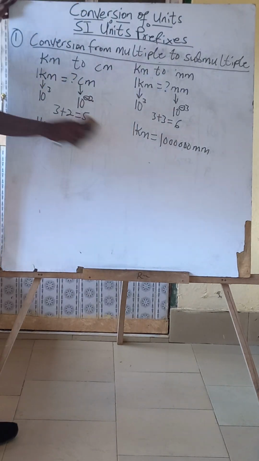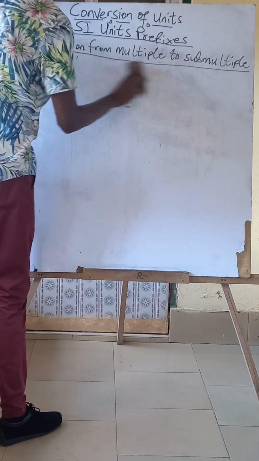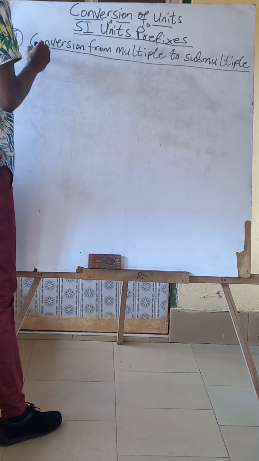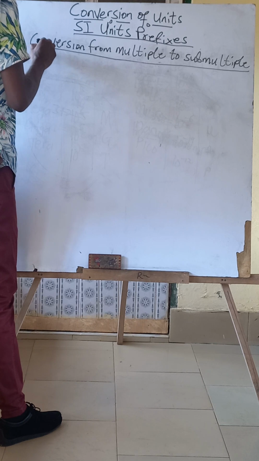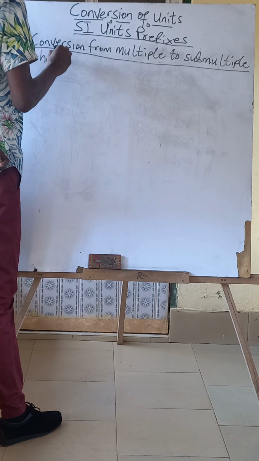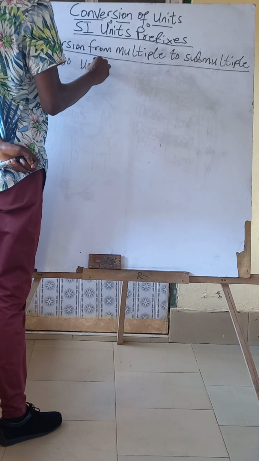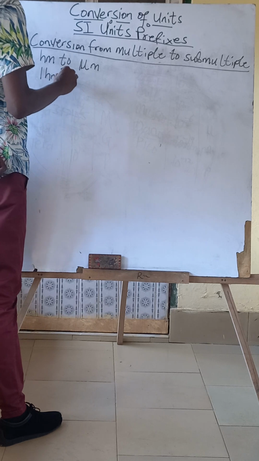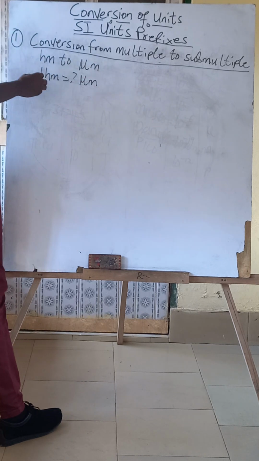Let us consider some other examples still under this topic. Now we want to convert from hectometer to picometer. So 1 hectometer is equivalent to how many picometers? That is what we want to find out.